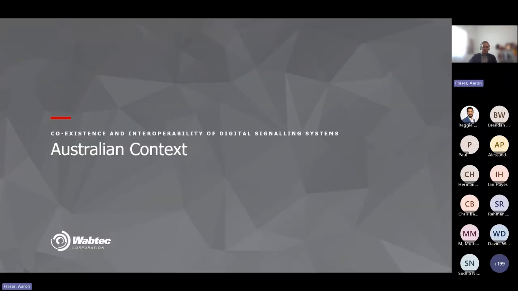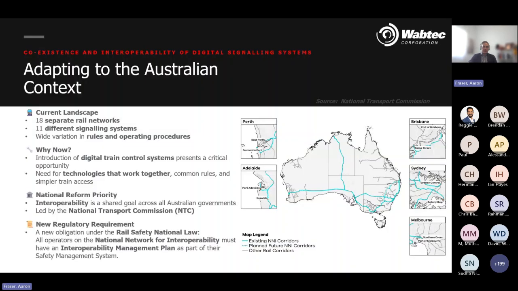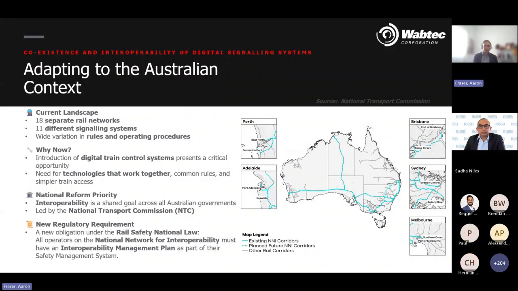Finally, and I think I'm running out of time, so I'll try to do this relatively quickly, is adapting this to the Australian context. Australia's rail network is incredibly complex, with 18 different networks, 11 different signalling systems, and many different operational rules and standards. This fragmentation creates challenges for running trains. However, with the rollout of digital train control systems throughout the Australian network, such as ETCS, we now have a window of opportunity to fix this, to prevent a digital break of gauge.